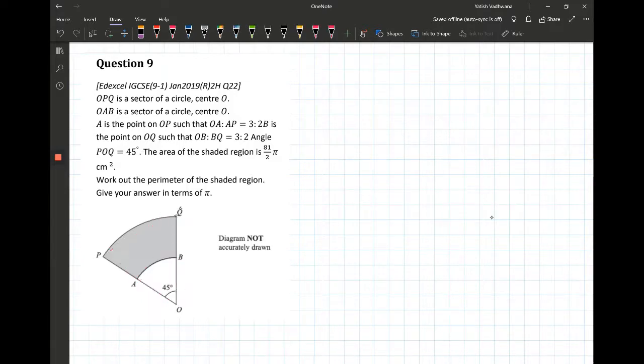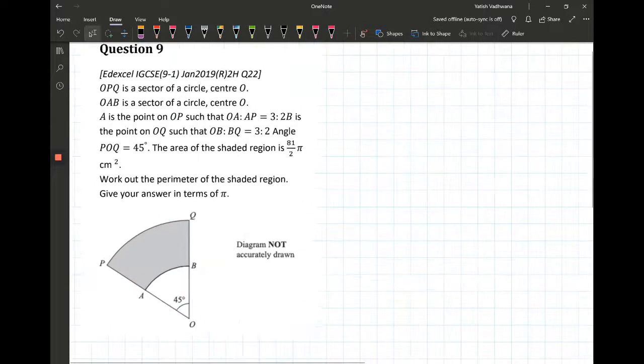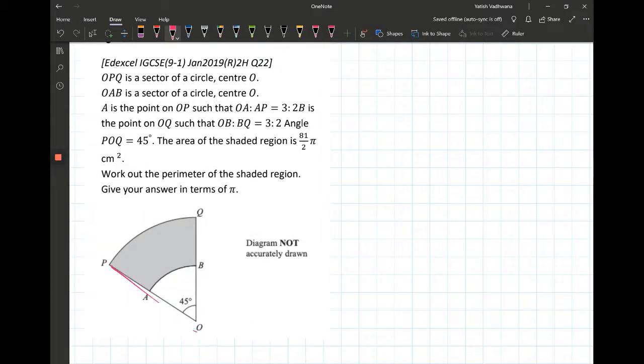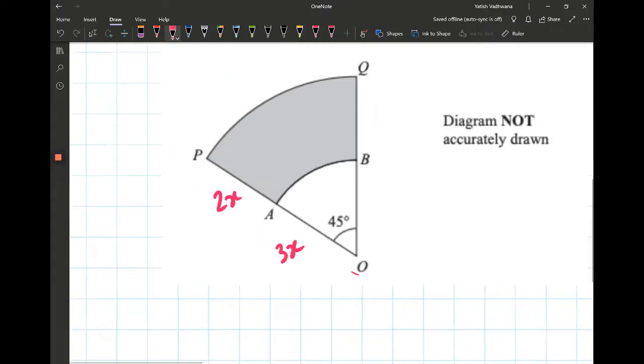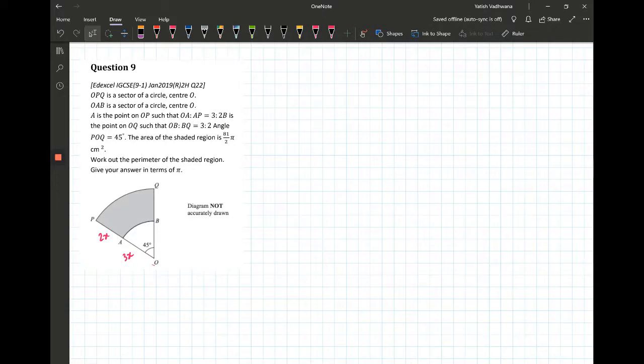Now A is a point on OP such that OA to AP is in a ratio of 3 to 2. That means that if this length is 3x, that length will be 2x. So OA to AP.